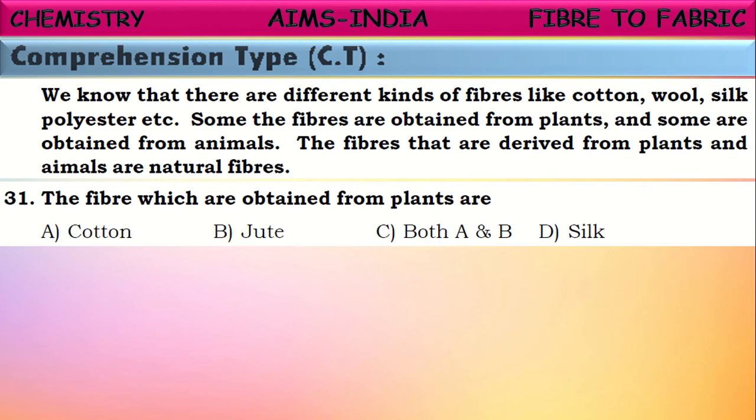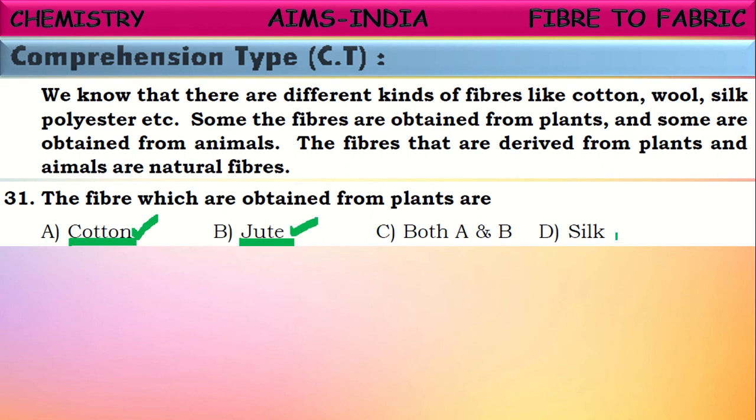The fibers which are obtained from plants are called what? Plant fibers. See here, some examples they have mentioned. Identify which are plant fibers among these. Cotton. Cotton is obtained from the cotton plant, so it is a plant fiber. Jute. Jute is also obtained from jute plants. It is the skin or bark of the jute plant, so it is also a plant fiber.